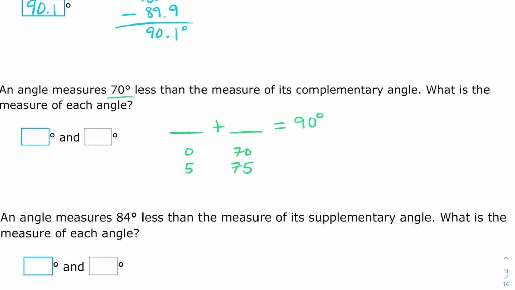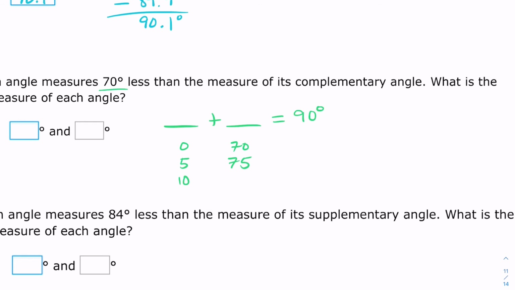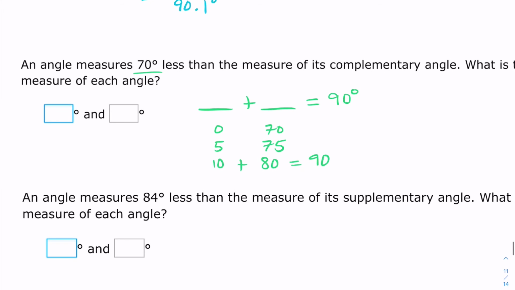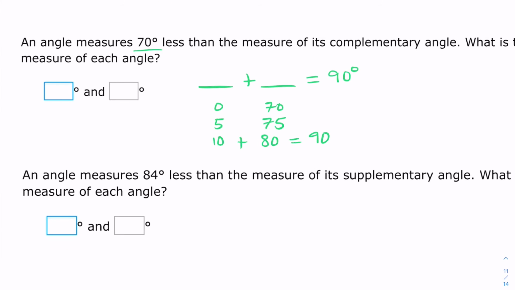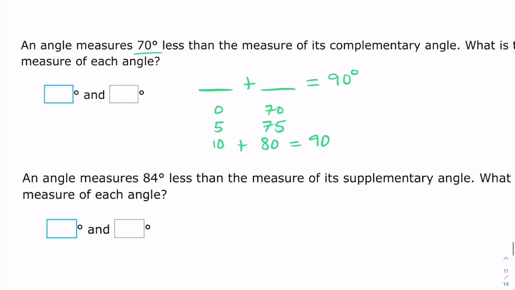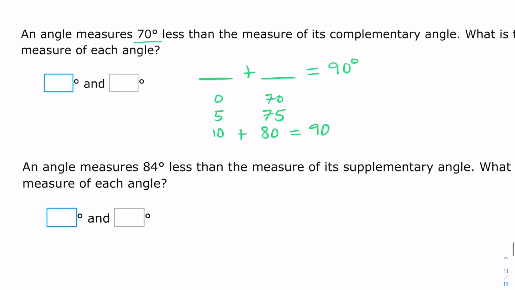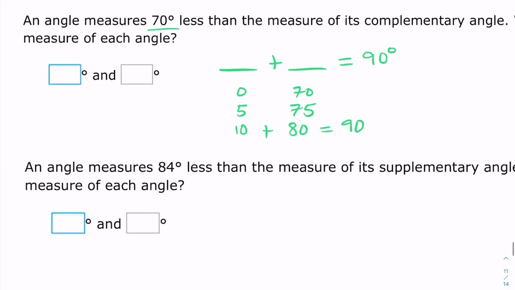So let me add a little bit more here. So let me make that one 10. We're on a roll. Look at these added up to 70. These added up to 80. And these will actually add up to 90. 10 plus 80 equals 90. And that's what makes it complementary. But at the same time, they are 70 less. The first one is 70 less than the measure of its complementary angle. So its complement is 80, and 10 is definitely 70 less than that.